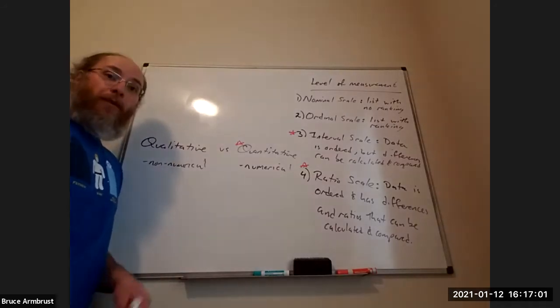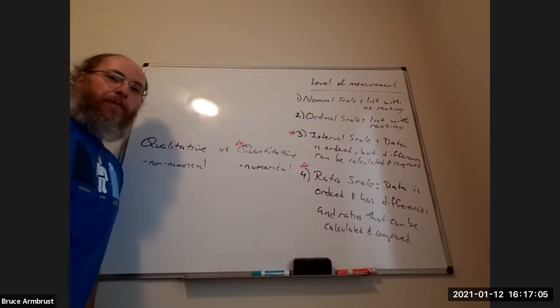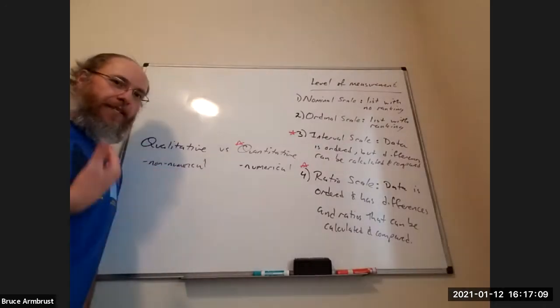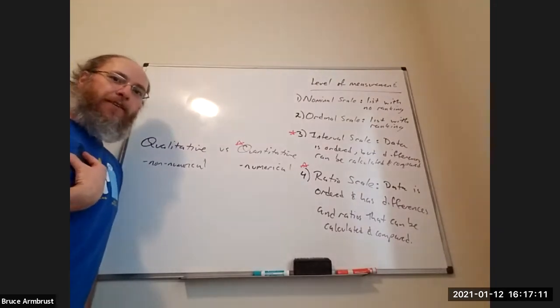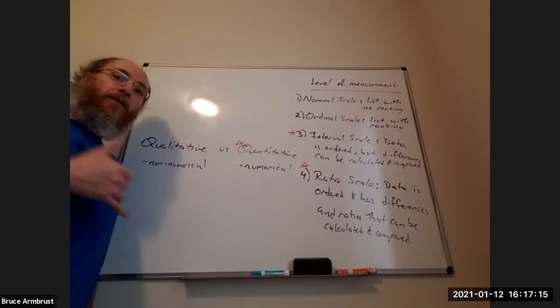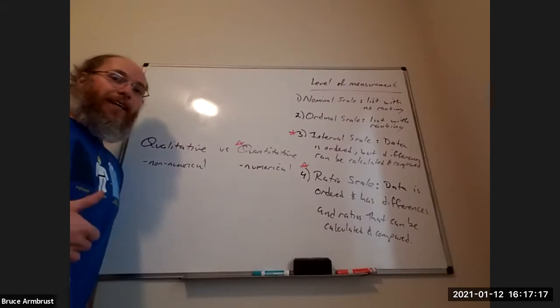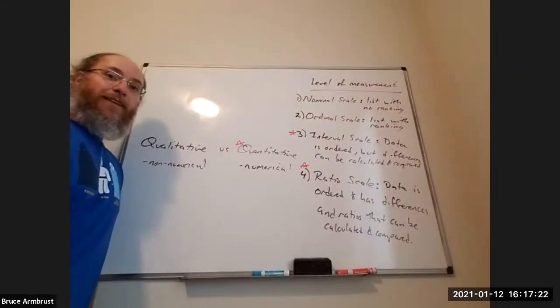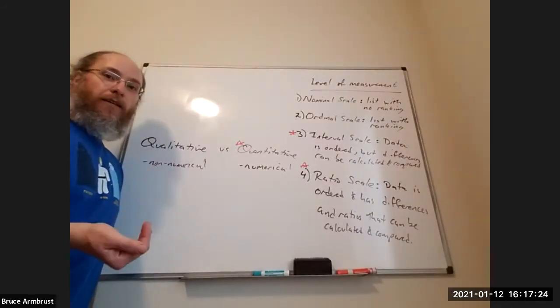But an example of a ratio scale would be like height, right? If there's a child who's 3 feet tall standing next to me, I'm 6 feet tall, I am twice as tall as they are. Not only can I calculate our difference, our height difference is 3 feet, but I can calculate the ratio between us. I'm twice as tall as that child.